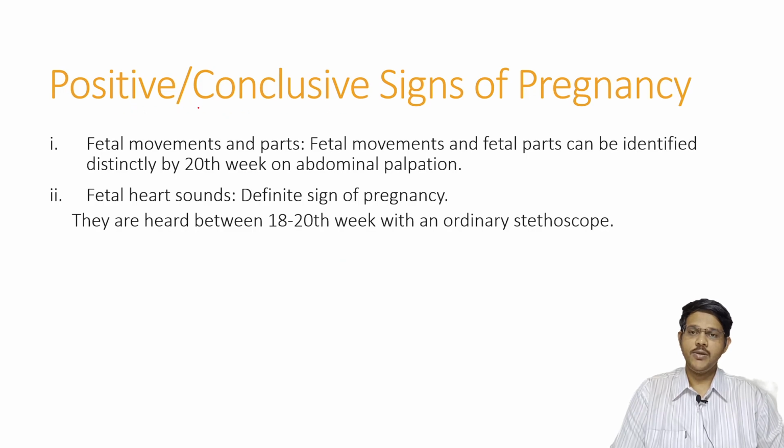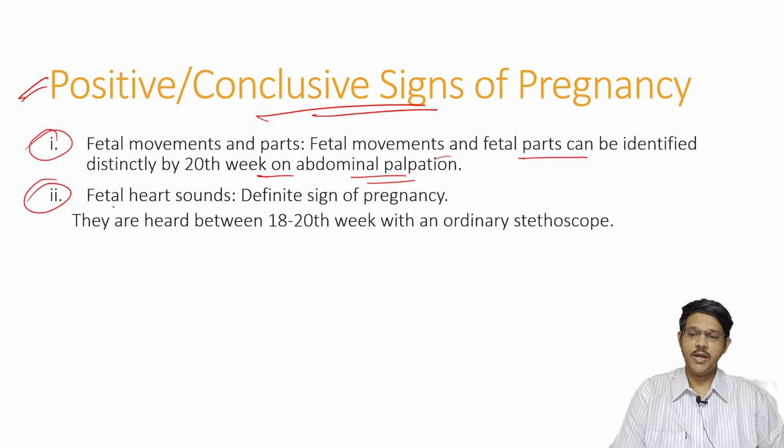Then next are the positive signs. These are the confirmatory, conclusive signs of pregnancy. These are confirmatory signs which tell that the woman is pregnant for sure. First is the presence of fetal movements. The palpation of fetal movements on the abdomen is a confirmatory sign. The fetal movements and fetal parts can be identified distinctly by the 20th week on abdominal palpation. So you can easily feel the hands, limbs, as well as the back of the fetus.